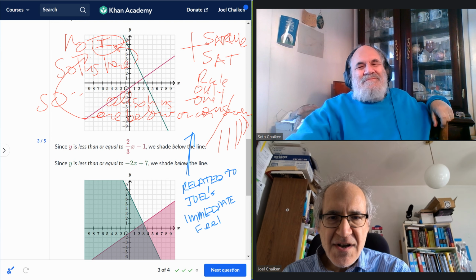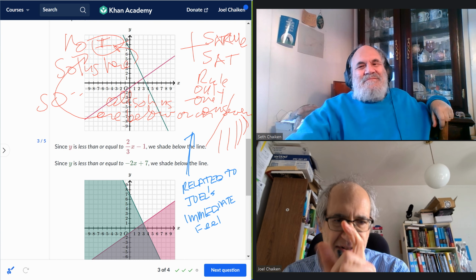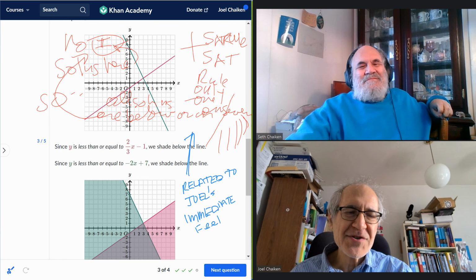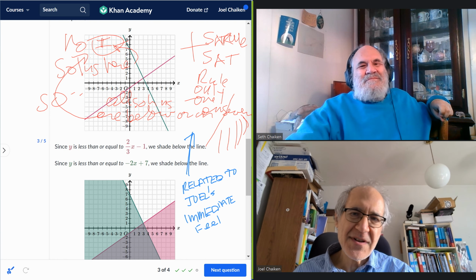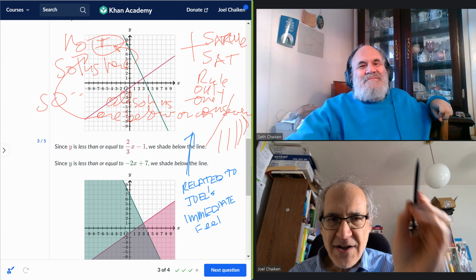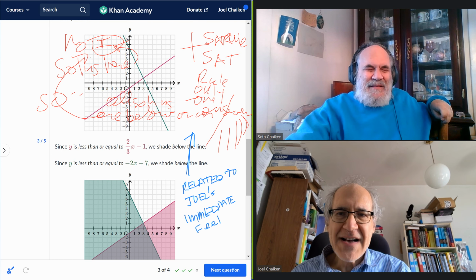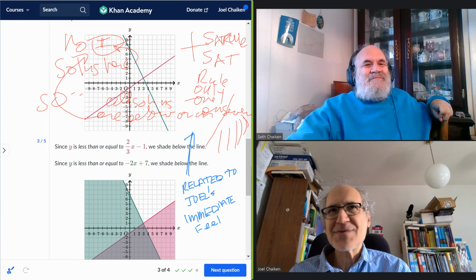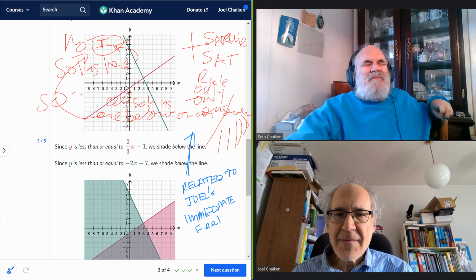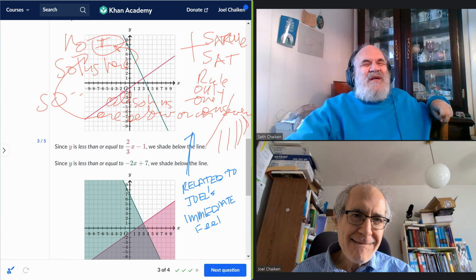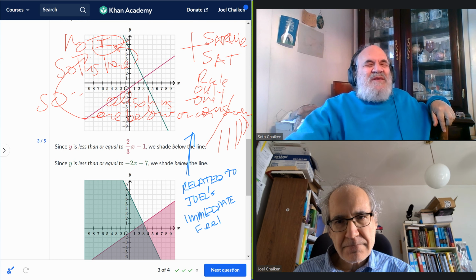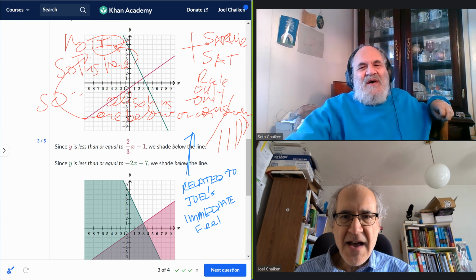Seth's insight here was related to Joel's immediate feel that quadrant 2 was the answer, without really worrying about quadrant 1, because it's so clear that quadrant 2 wasn't the answer. All you had to do was graph the red line, and realize that there's no way quadrant 2 is part of the answer. Now the other thing is that you cannot make the corresponding argument with the green line, because every quadrant has solutions to the green inequality. Exactly.